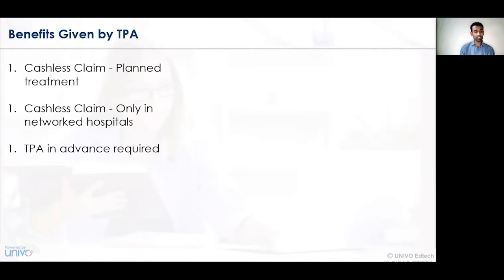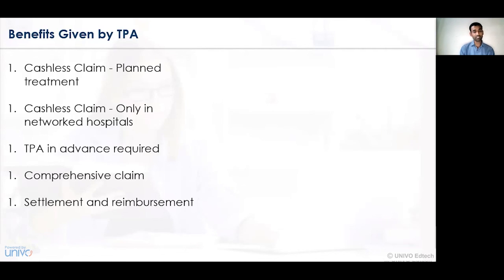TPAs, that is third-party administrators, can be involved in an advance requirement also. That is, if you have a pre-existing disease or a pre-existing concern, and you need to undergo a particular treatment, TPAs can act as initial agents or advance service providers also. Comprehensive claim: third-party administrators also perform their duties for a single transaction or for multiple transactions. So for comprehensive or group benefit concerns also, third-party administrators are in existence.